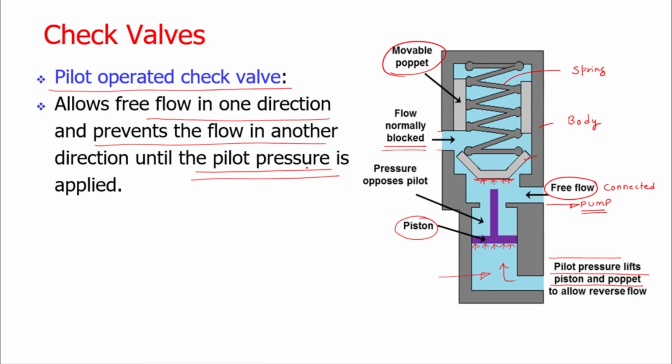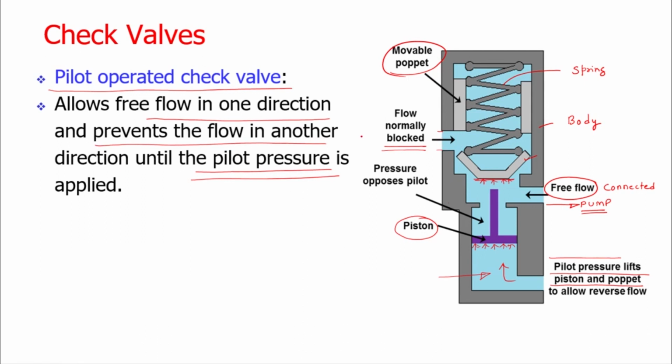The pilot operated check valves can also be considered as the unloading valve as well. So you just consider the case over here. The pressurized fluid is applied from the pump, and when this pressurized fluid is pushing the poppet against the spring, it is allowing the pressurized fluid to pass through the check valve.